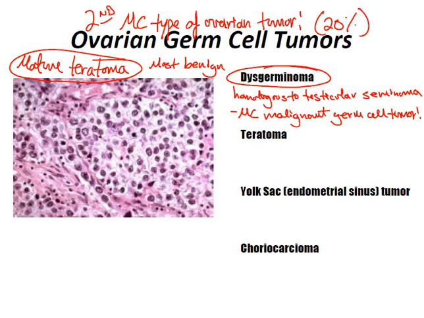Histology shows sheets of uniform cells. They're usually round or ovoid with a clear cytoplasm. And tumor markers include a high HCG and a high, this one might throw you, LDH.